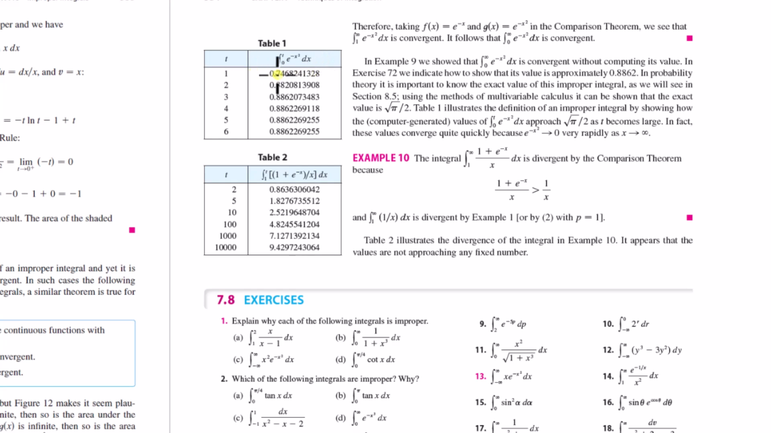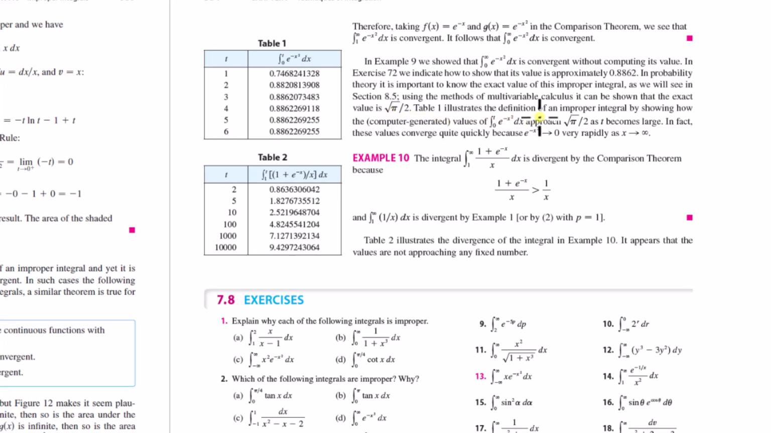And so t is equal to 1, 2, 3, 4. As you plug in t equal to a million, a billion, you're going to be really close to what it's actually converging to. And you can think about that's how you could approximate it, is you could plug in t equal to 50, you know. In probability theory, it is important to know the exact value of this improper integral, as we will see in section 8.5. Using the methods of multivariable calculus, it can be shown that the exact value is square root of pi over 2.